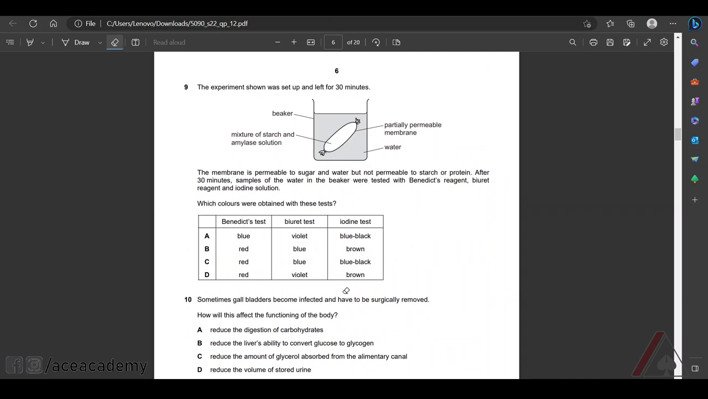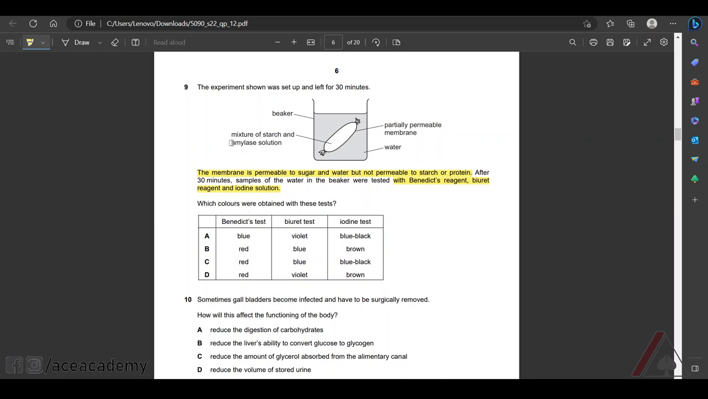Number 9, the question says, the experiment shown was set up and left for 30 minutes. The membrane is permeable to sugar and water, but not permeable to starch or protein. After 30 minutes, samples of water in the beaker were tested with Benedict's reagent, biuret reagent, and iodine solution. Now, we already know what iodine solution does, but for your information, Benedict's reagent changes color from blue to red if reducing sugars are present. And biuret reagent changes color from blue to purple in the presence of proteins. The question says, which colors were obtained with these tests?